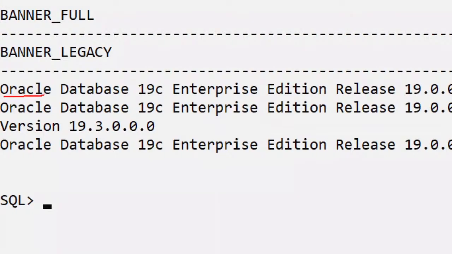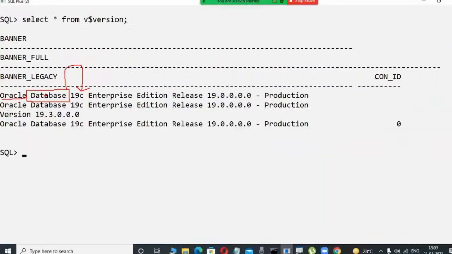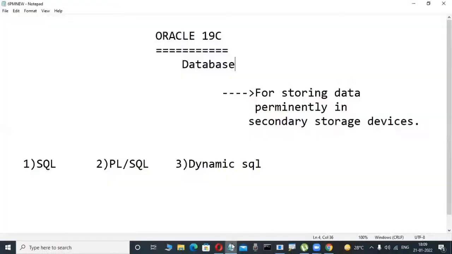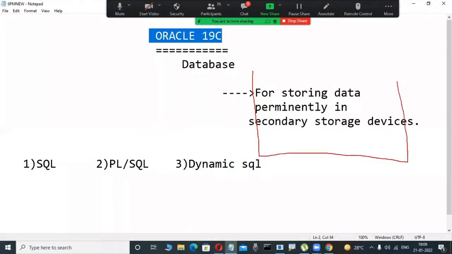Oracle is a product from Oracle Corporation. What type of product is it? A database product. The version we are learning in our course is 19c, which is a version of this database product. What is a database? Once we install the Oracle software, some place is automatically created on the disk. In this place, we permanently store data.